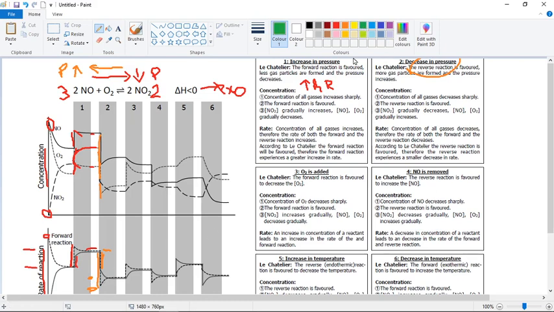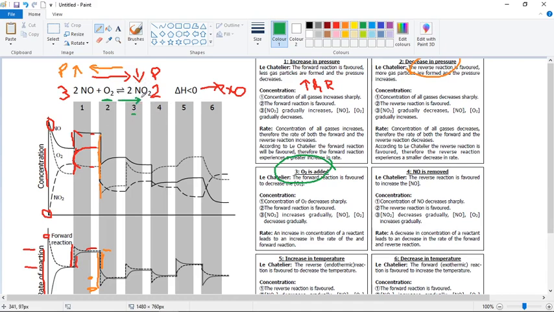Now the next one says to you, what happens if you add oxygen. So in zone 3 over here, it's when we add oxygen. Which side of the equation is oxygen? Oxygen is on the left. It is a reactant. So what is the system going to do? If you add a reactant, the system wants to get rid of it. It gets rid of it by favoring the forward reaction.